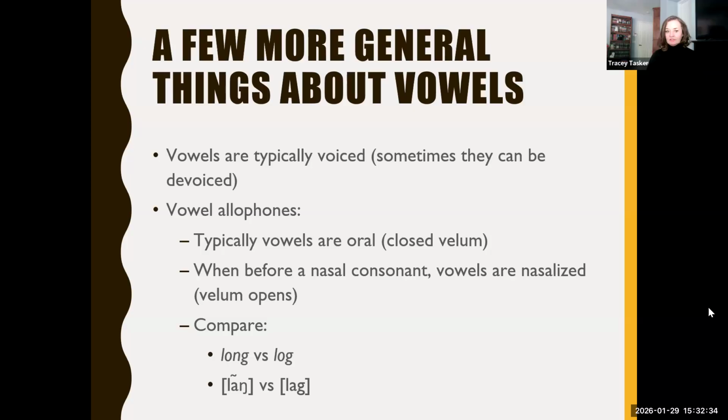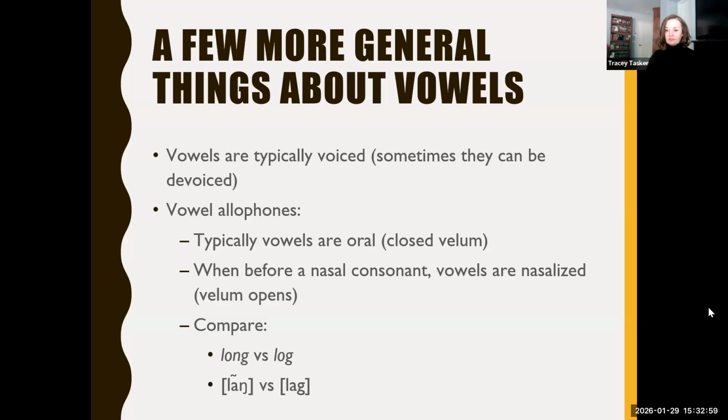Vowels are typically voiced. Your vocal cords are moving when you produce a vowel. So if you put your hand on your vocal cords and say some vowels, you will feel it. So E, ah, ooh, you can feel your vocal cords vibrating, right?